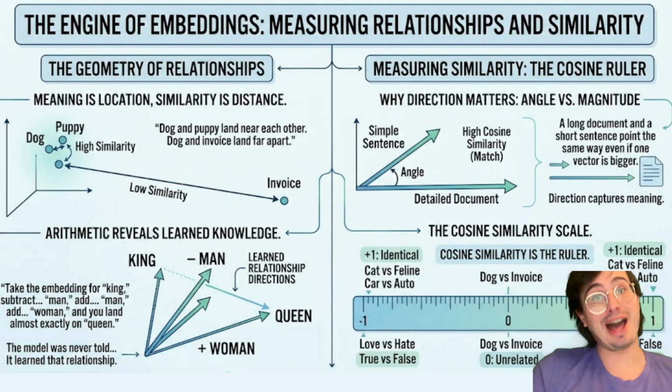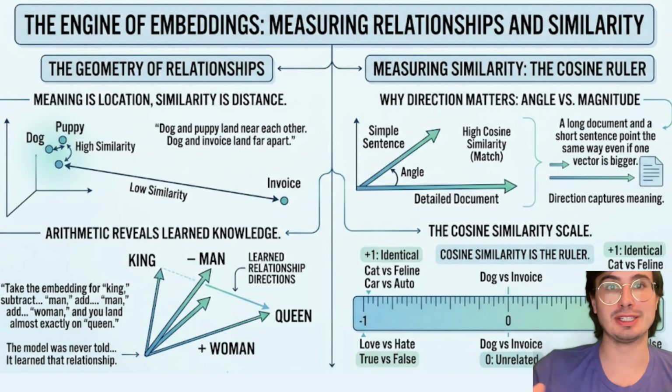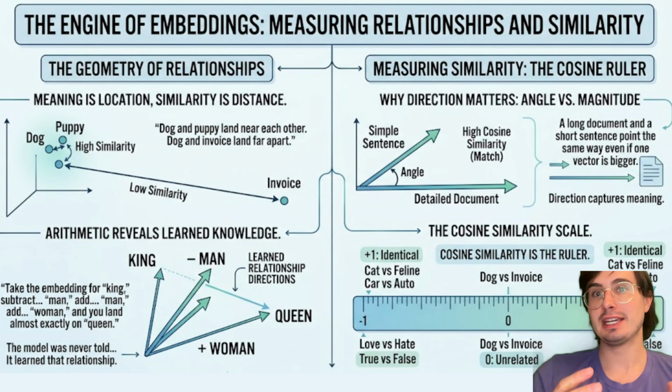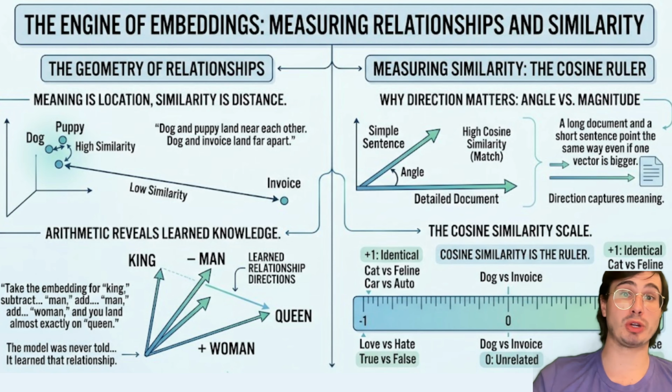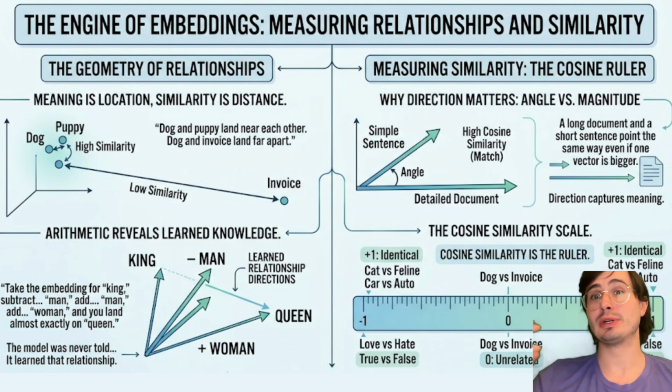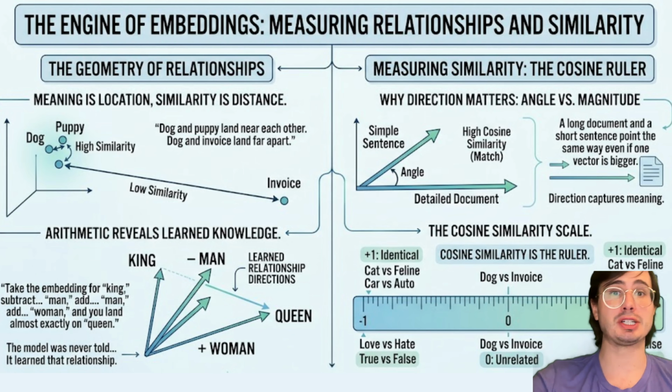And it's pretty wild if you think about that, right? You're actually adding and subtracting different meanings, right? The direction you travel to go from man to woman is roughly the same direction you travel to go from king to queen. And the model was never told what gender is. It just learned that relationship as a consistent direction in space from reading enormous amounts of text. And that relationship then gets baked into the arithmetic. Now, in practice, we don't usually measure straight line distance.